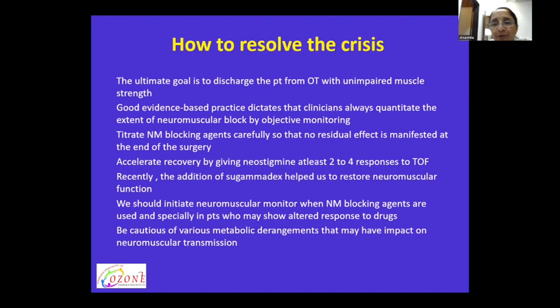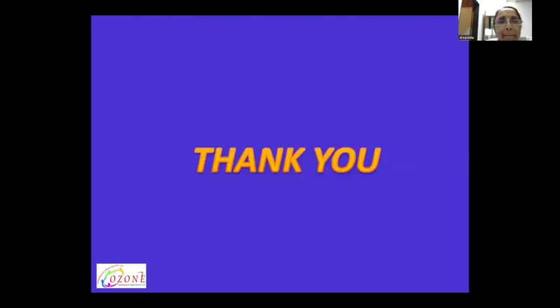And recently, the addition of Sugammadex has helped us restore neuromuscular function very nicely. We should initiate neuromuscular monitoring when neuromuscular blocking agents are used, specifically in patients who may show altered responses to drugs. Be cautious of various metabolic derangements that may have an impact on neuromuscular transmission. We handle muscle relaxants routinely, but be cautious while using them and don't take it lightly. This is the take home message from this presentation. Thank you.